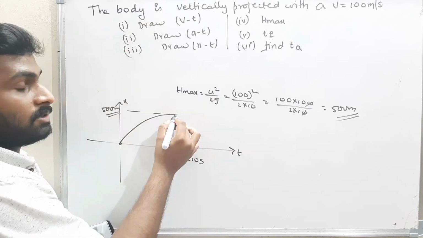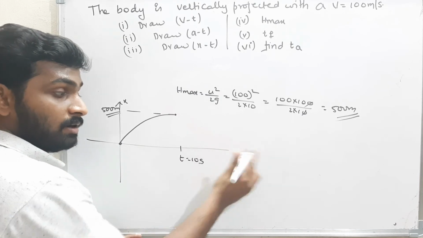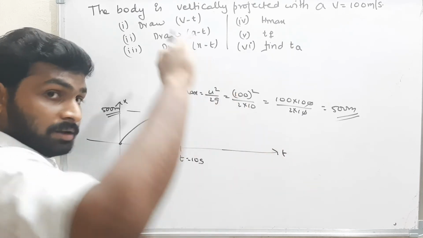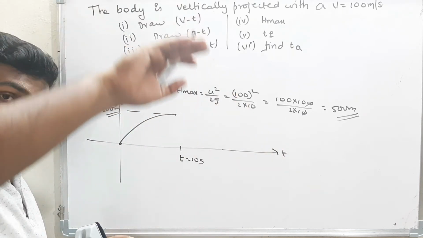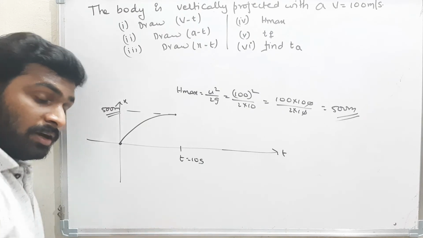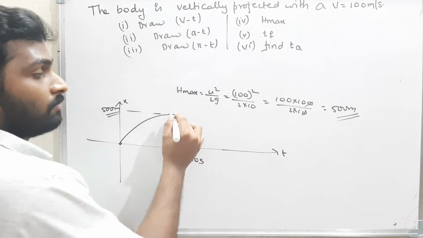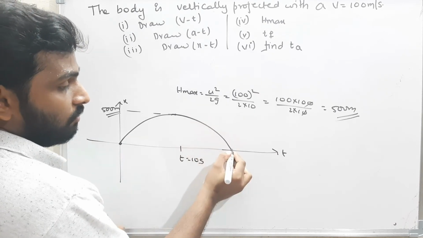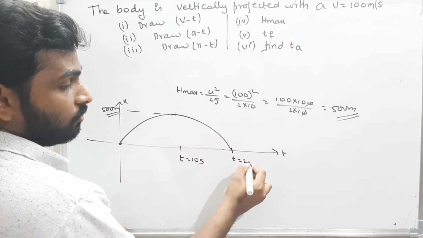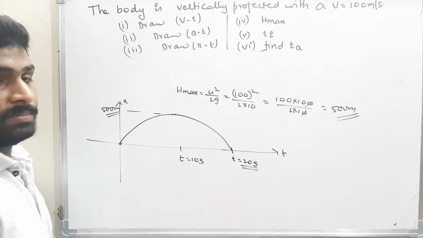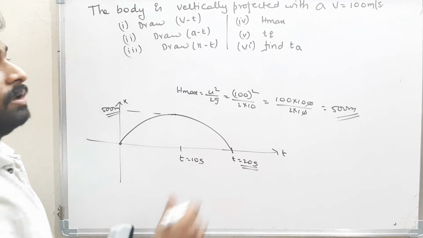Again, after reaching the maximum height, what happens? The displacement will decrease. Slowly the displacement decreases. Finally, the body is falling to the same point from where it came. That means the displacement is 0. Therefore, again it is falling down. Now, what is the time here? The time is 20 seconds. That is the x-t graph.